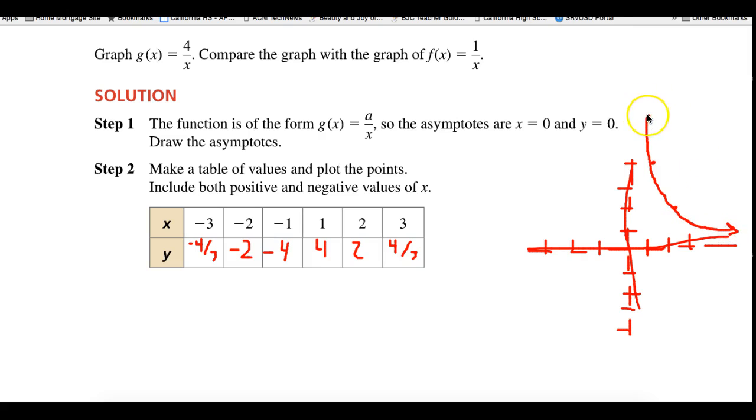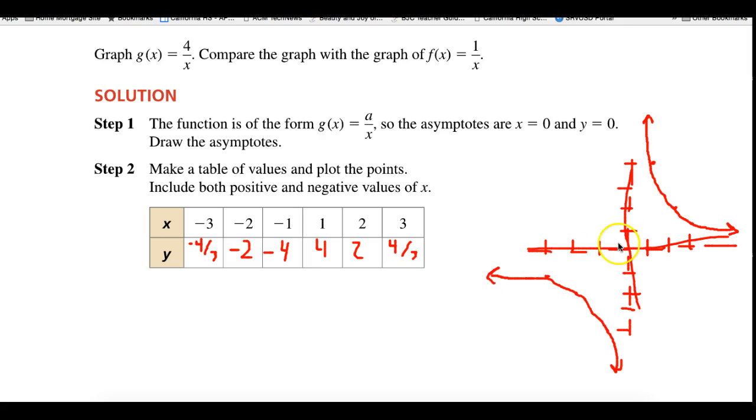So we look at this line, and again, we know that this line is going to approach our asymptotes, but not quite touch. Same thing, let's look at these values. We've got -1 1/3, -2 and -2, -1 and -4. Again, we know that this branch is going to get close to our asymptotes, but not quite touch. So that's going to look like this.